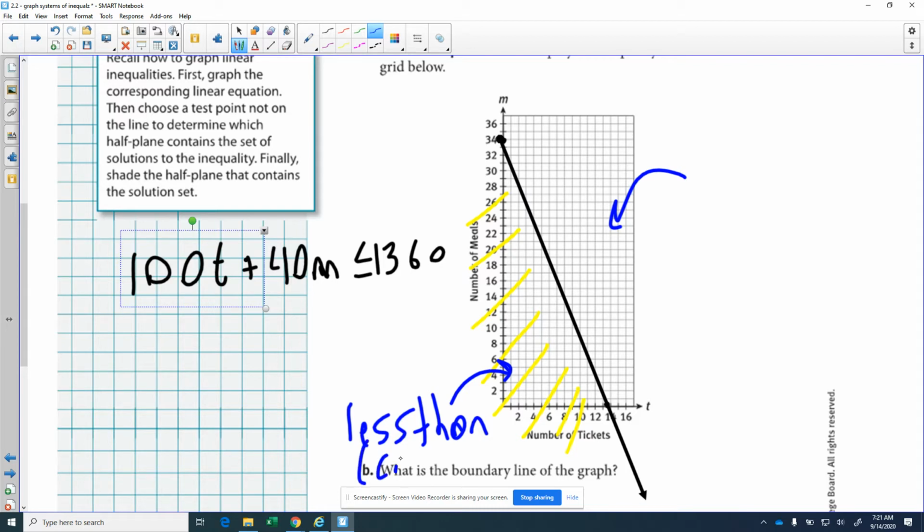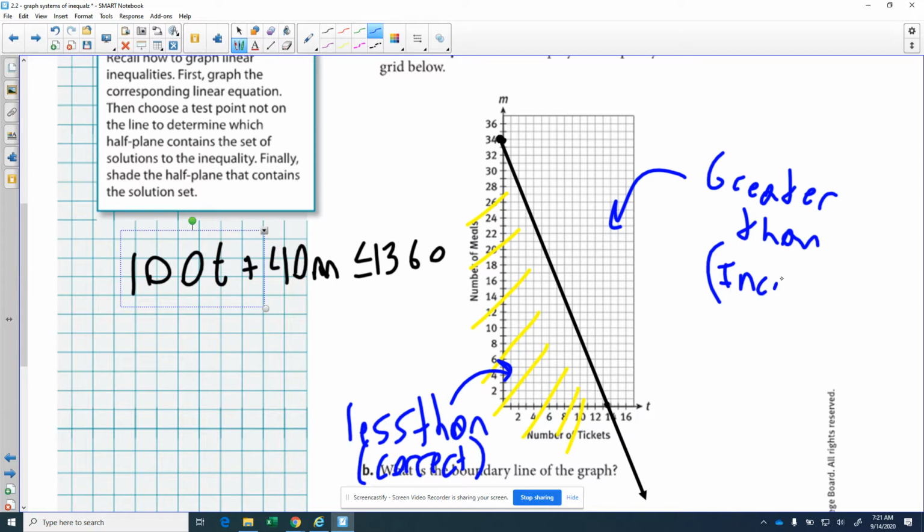So I always call this, if we shade it, these have to be correct statements. Any coordinate or any meal ticket combo within that shaded region has to be correct. While over here, this is the greater than. Okay, this, in this current situation, has to be our incorrect values because I'm looking for a less than statement, right? So that's the very first thing I want you to think about.